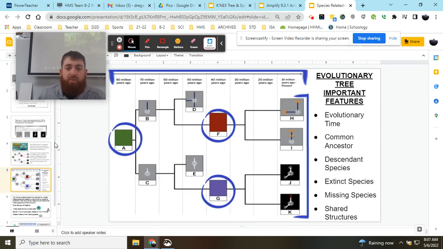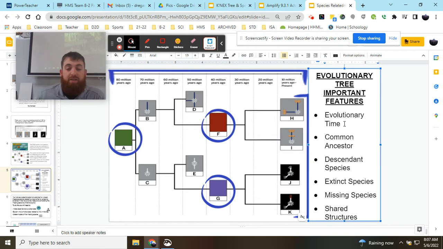When we look at this tree, there's a bunch of things that pop out. Number one is the evolutionary time. If you look at our tree here, at the very top, it shows that they've been evolving for 80 million years. And at each place in the tree, we see at what time different species showed up in the population, going all the way up to 10 million years to the present day, which are our last set of species. Our common ancestors are all the way on the right.